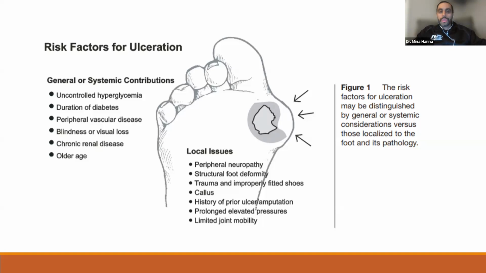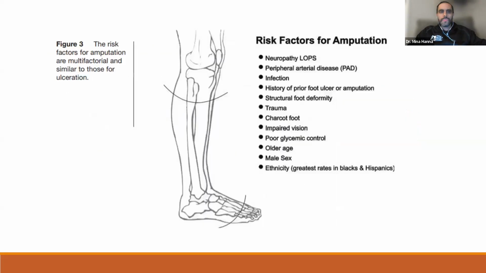calluses. Calluses are pre-ulcerative lesions, meaning that when you have a callus, you're putting a lot of pressure in that area. And if it's not taken care of, it can break down and lead to ulcerations and infections. Prior history of ulcerations and amputations increase your risk. Prolonged elevated pressures and limited joint mobility, such as arthritis.